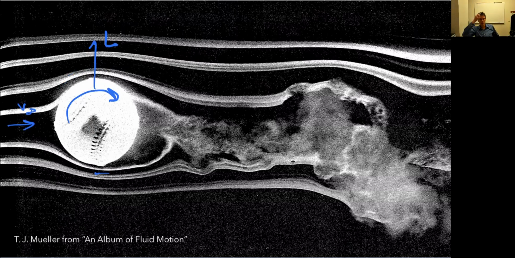However, this is not really a satisfactory explanation because we can do this exact same experiment, and if we change the conditions, say we made the ball smoother or change the speeds or something like that, we can actually get the opposite force to occur with the same spin, same free stream, but a force generated in the opposite direction. So the Magnus effect cannot be the explanation.